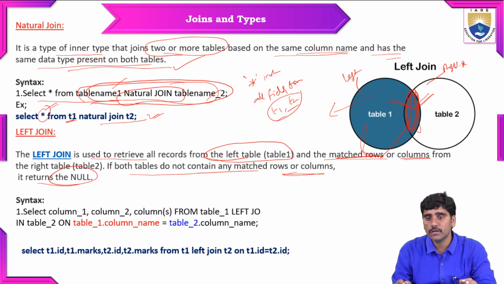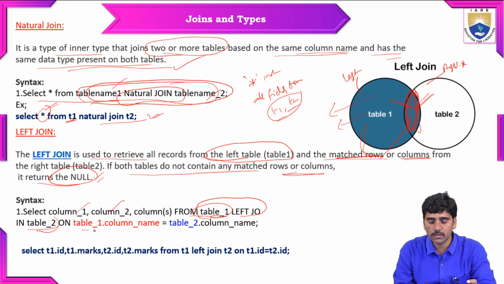So left join is used to retrieve all the records from the left table as well as the common elements, right? The common values from two tables will be displayed. If common values are not there from the two tables, then it returns null. So the syntax is here: select column 1, column 2, you can mention any columns from table 1, left join table 2.